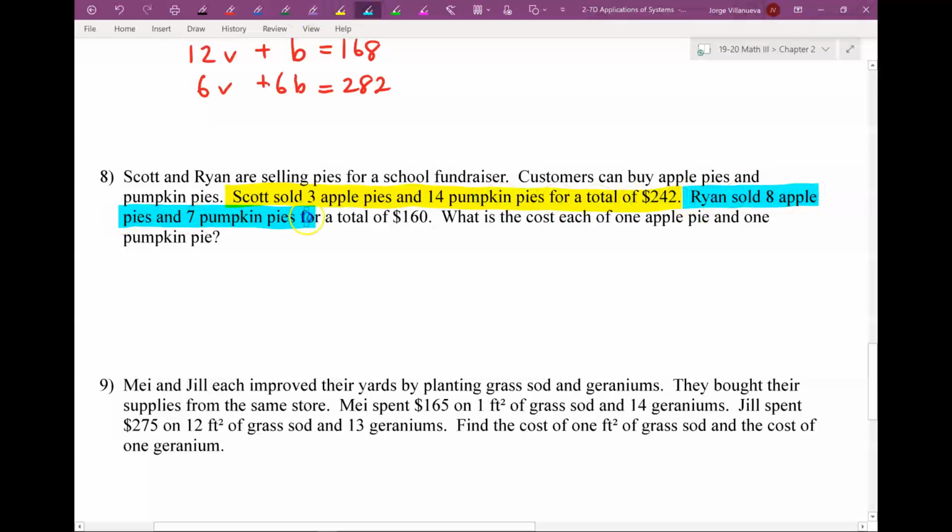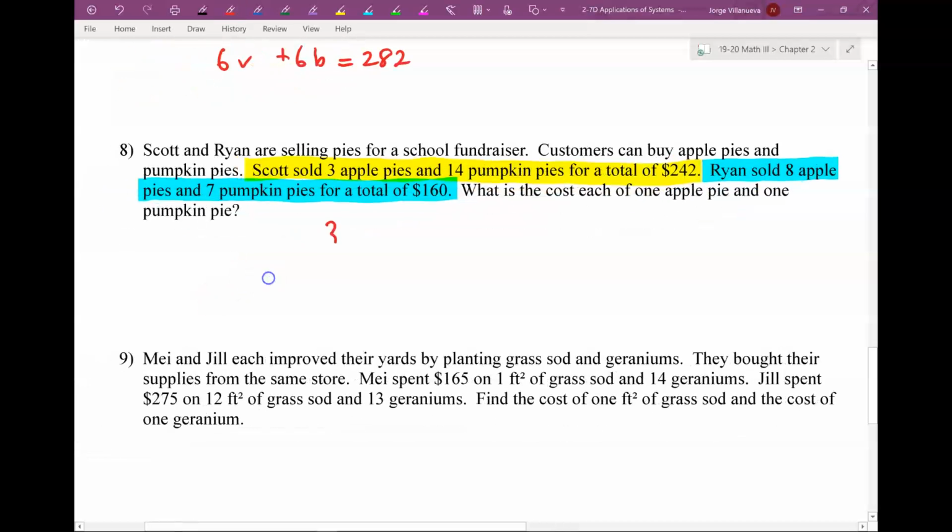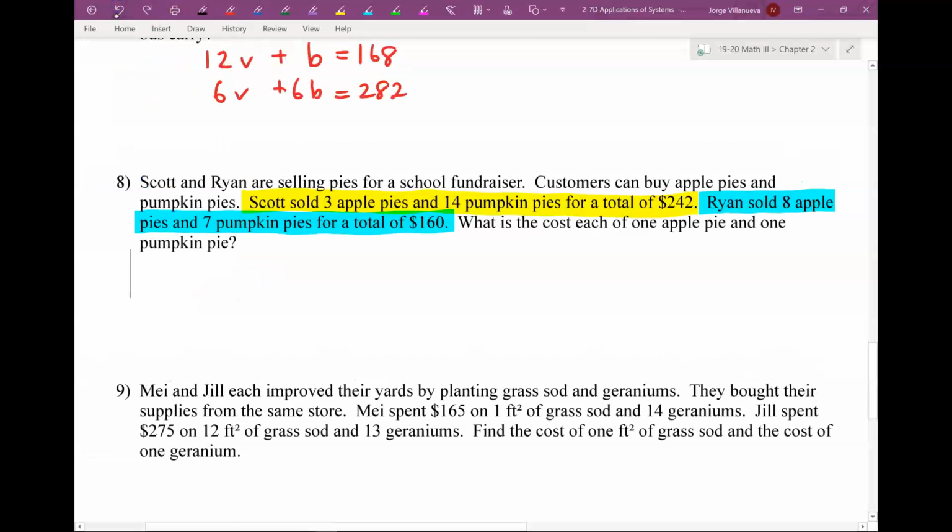There's the second one. It says, what is the cost of one apple pie and one pumpkin pie? So, can somebody give me the first equation? Whoa. Hold on. My whole screen went sideways. 3a plus equals. All right, what's the next one?